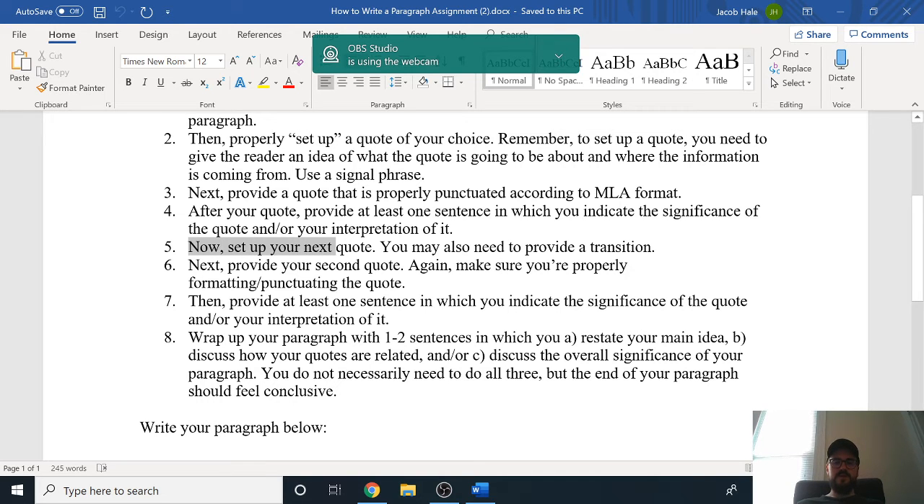After your quote, or sorry, after your interpretation of your quote, you are going to set up your next quote. And that's probably going to also take the form of a transition. So you just presented one quote and you explained the quote. Now you're going to transition your reader into your next quote. And you're going to provide another signal phrase. And a lot of times that transition doesn't need to be anything fancy, doesn't need to be really long. You're just kind of letting your reader know that you are about to move into another piece of evidence.